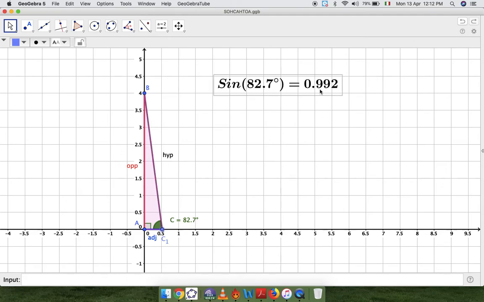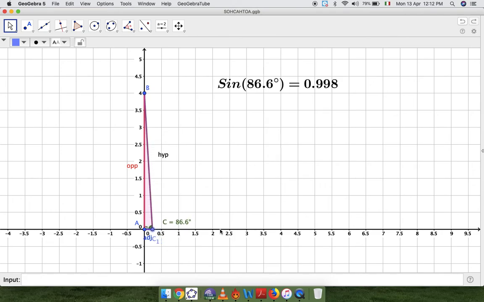This ratio is almost equal to 1 because these are almost equal. If the opposite side were the same as the hypotenuse, it would be a number divided by itself, which would be 1. But that's not quite the case here. So this opposite side is about 99.2% the length of the hypotenuse, or almost as long as the hypotenuse. 99.2% as long.